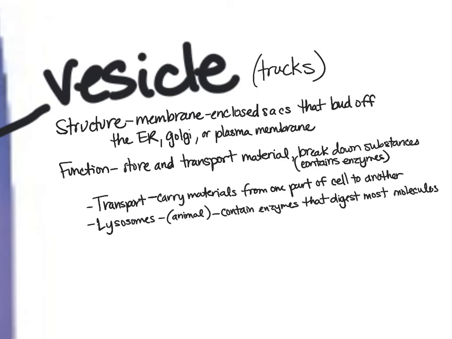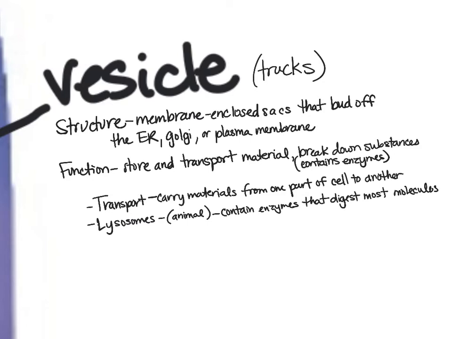So they digest most molecules, meaning that if we need to break something down in the cell, say a protein didn't fold properly, then we can use our lysosomes to grab onto that protein, bring it inside of the lysosome vesicle, and digest that protein, breaking it up into parts, into those amino acids, and then sending those amino acids out so that they can be recycled and used over again.